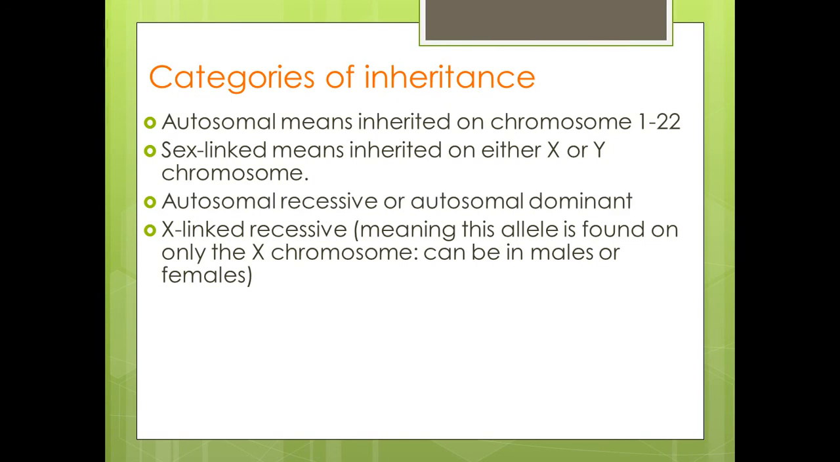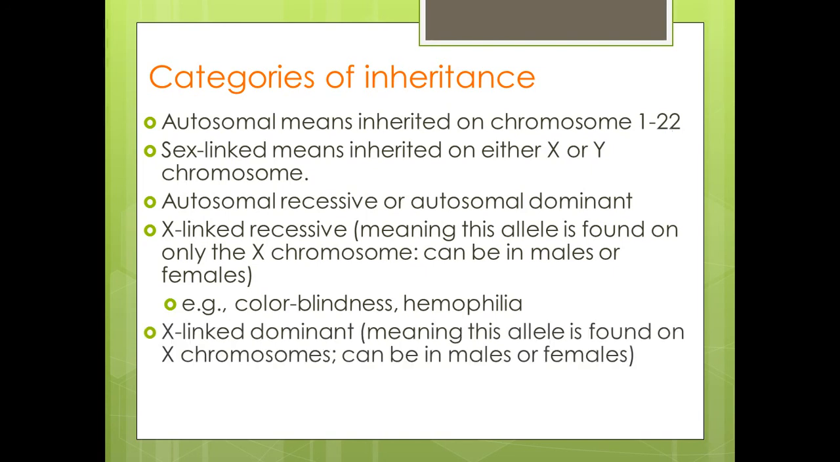Autosomal recessive or autosomal dominant. These follow the normal Mendel rules, and they get inherited on chromosomes 1 through 22. Back to X-linked recessive. For example, colorblindness and hemophilia are two X-linked recessive traits.